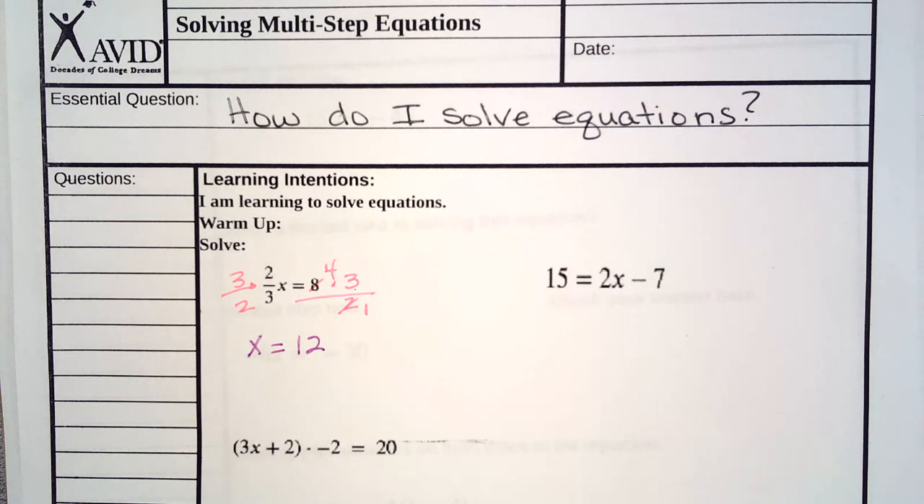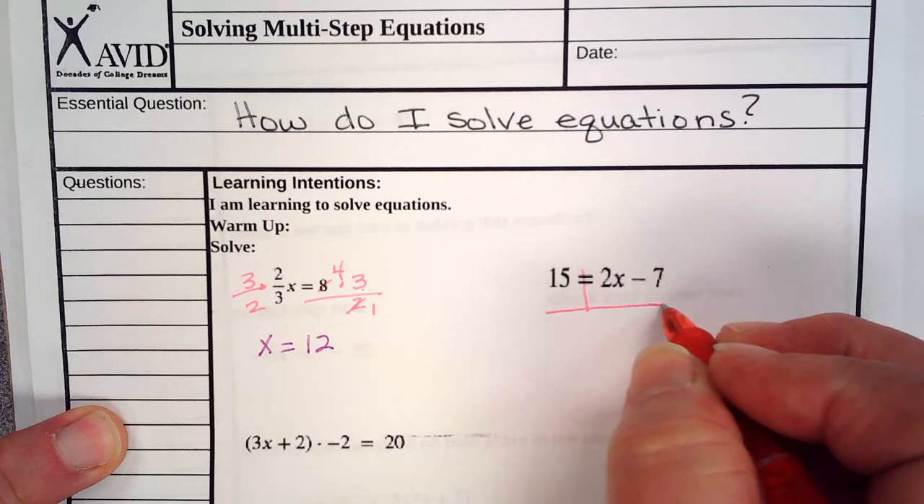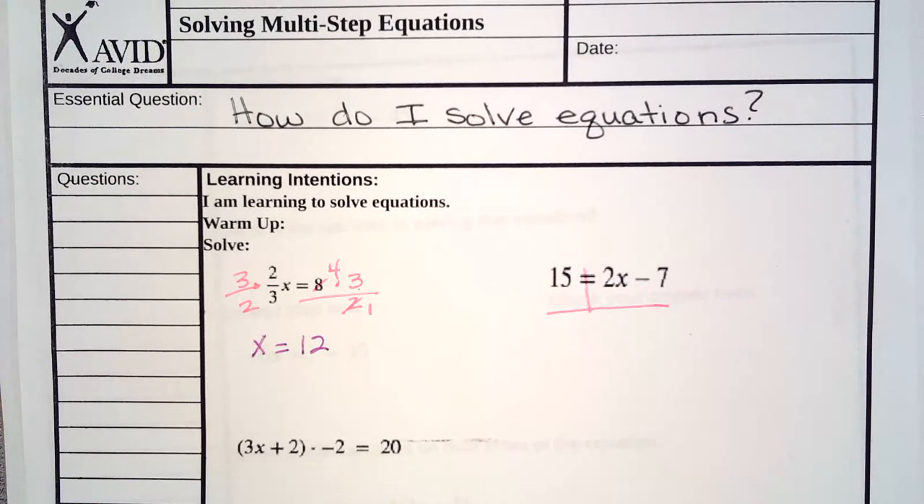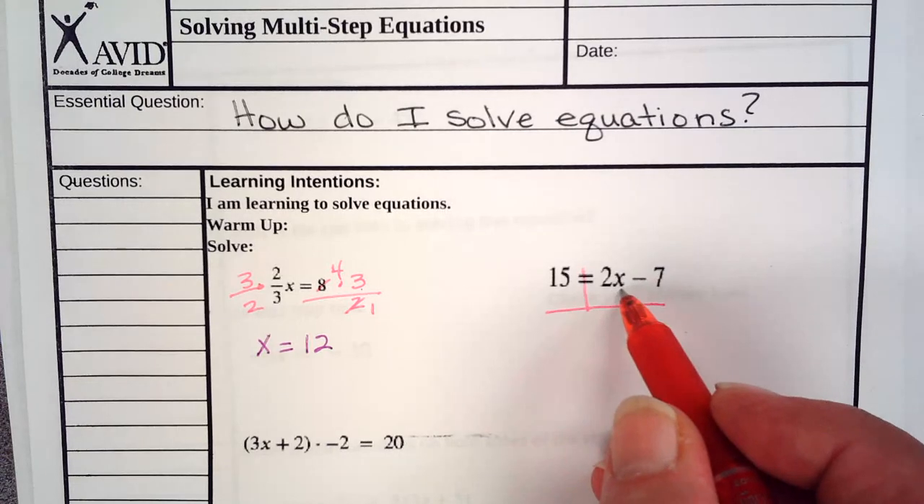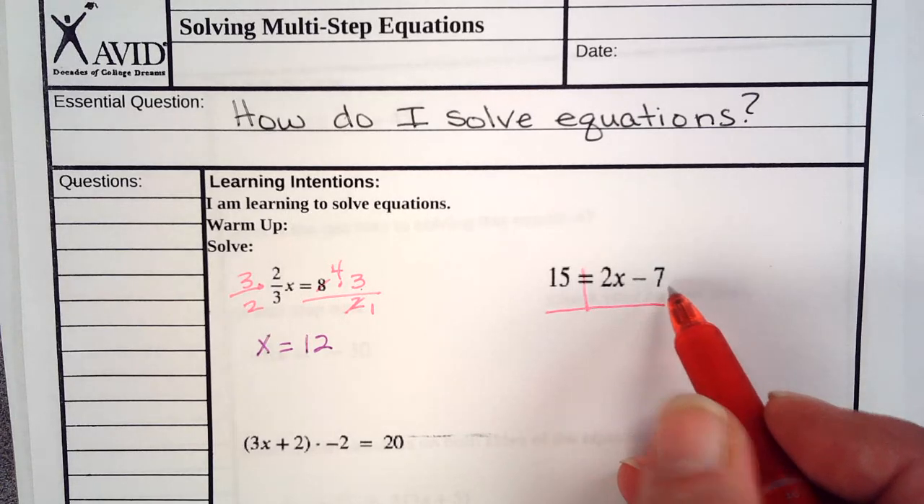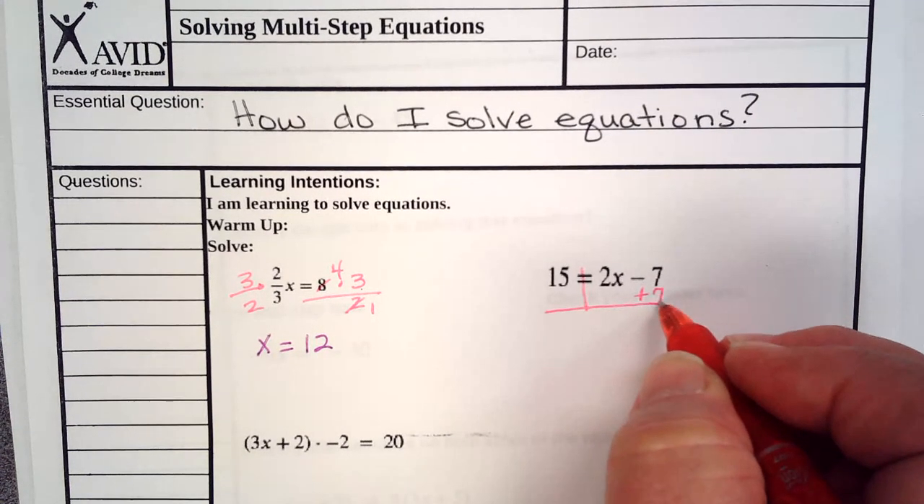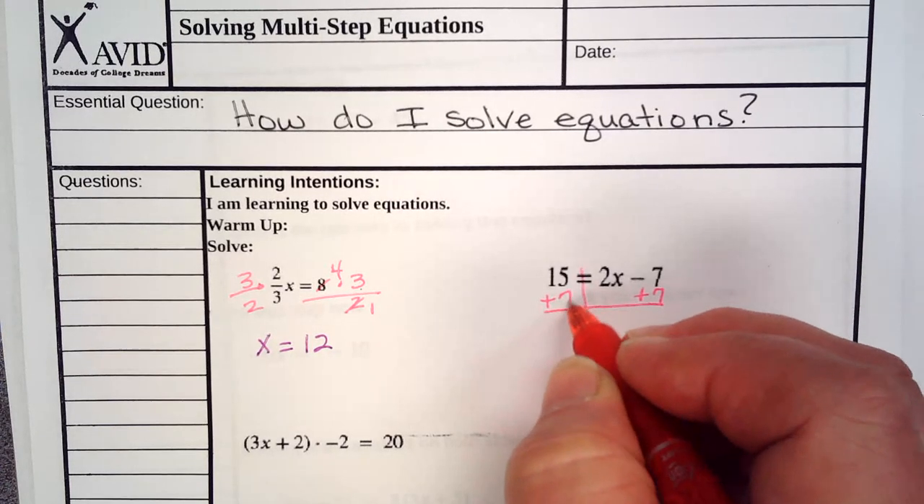Okay, for the next one, we always draw the line through our equal sign so we can keep our sides straight. We can make sure you keep the column straight. I've taken x, multiplied by 2, and then I subtracted 7. The last thing I did was to subtract 7, so I've got to undo that first. So I'll add 7 to both sides.